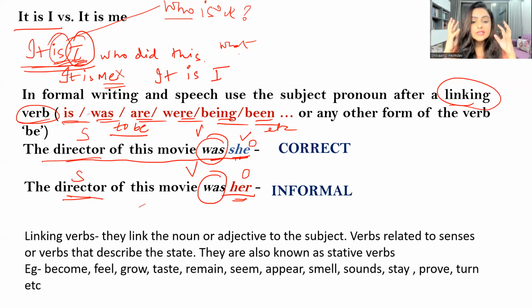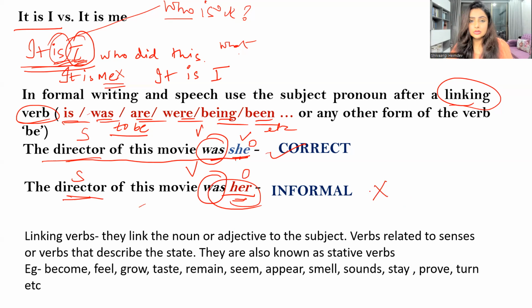Why? Because I have a linking verb with me. The linking verb is "was." Okay. So whenever you have a linking verb, always make use of a subject pronoun even when you have to talk about an object. That's why "the director of the movie was she" is correct. She is a subject pronoun, and it is absolutely correct. But "the director of the movie was her" uses an object pronoun.